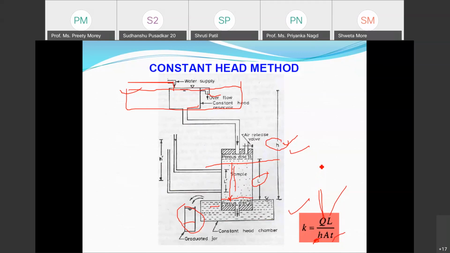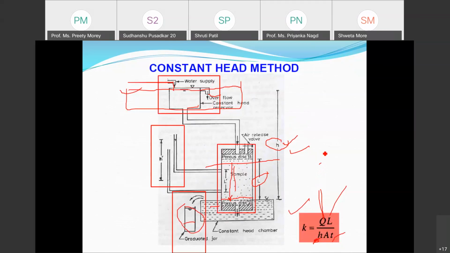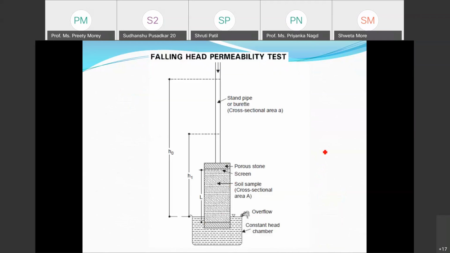So the next method, called the falling head method, will be useful for fine grained soil. Now here we are not measuring the quantity or the discharge of the water which is flowing through the soils. What we are trying to measure is the head loss. Okay, we are trying to measure the head loss. So this is a soil sample. Red is indicating this is a soil sample. Then these are the two heads. This is H0 and H1.